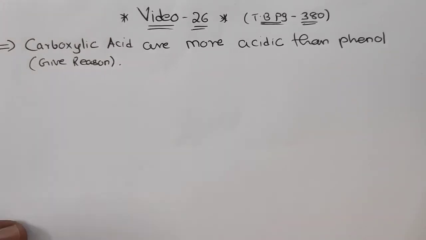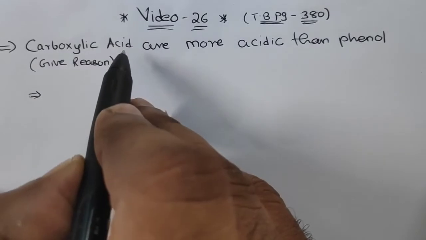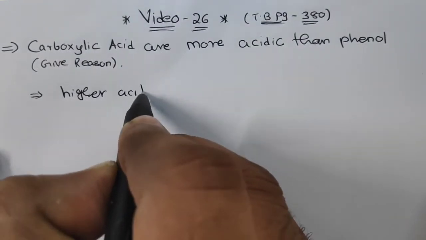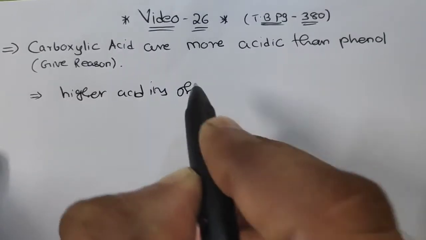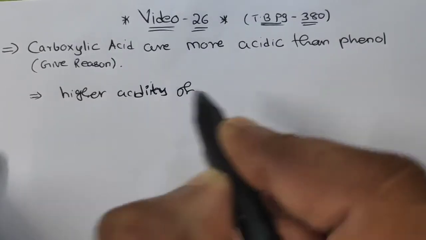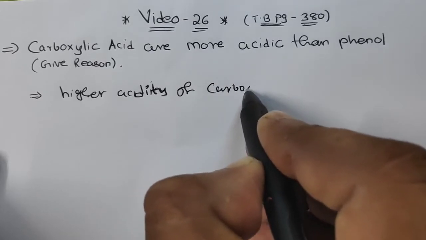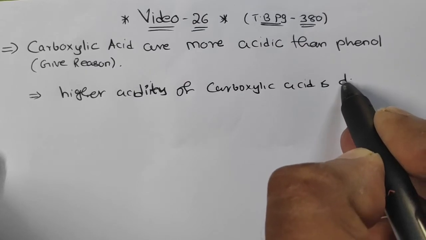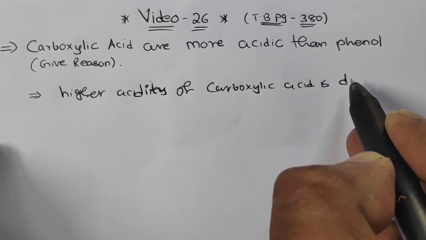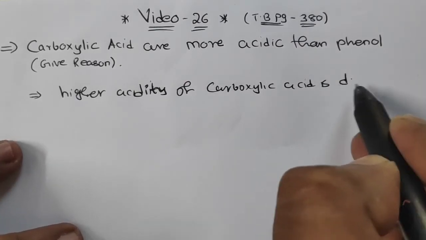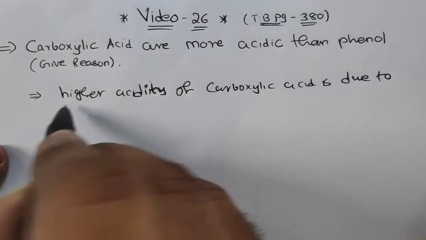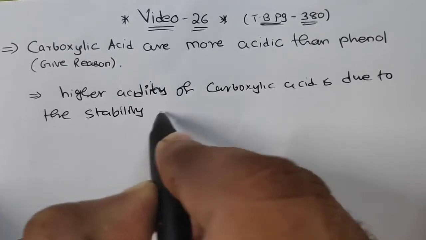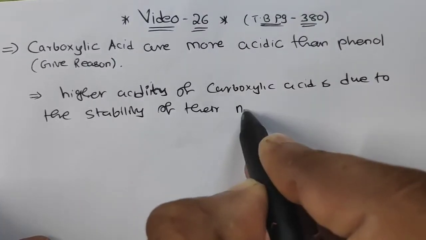So always remember, we can say the higher acidity, that is, carboxylic acids are more acidic than phenol. The acidity of carboxylic acid can be understood as being due to the stability of their negative ions.